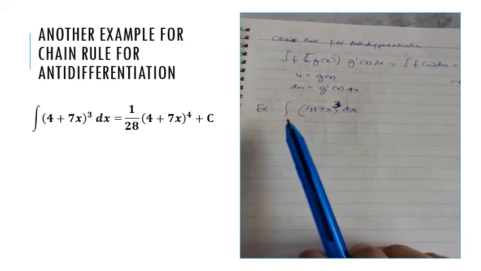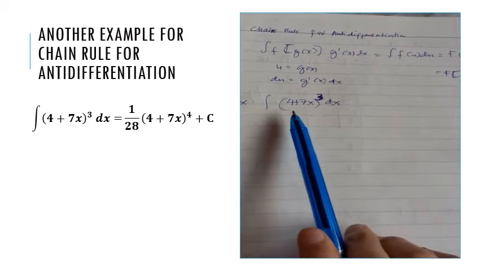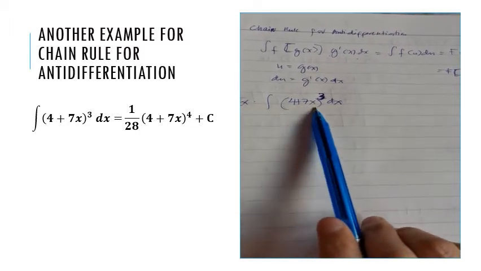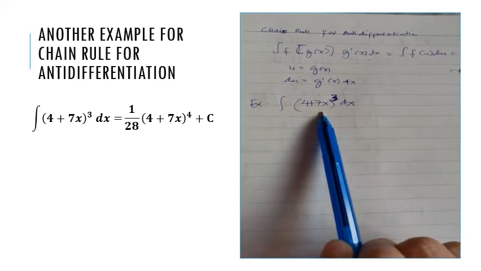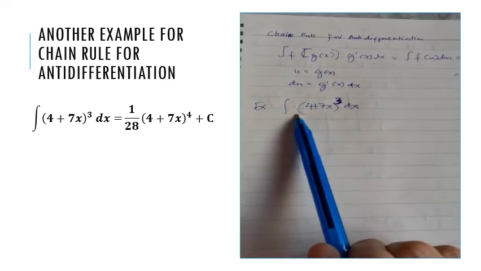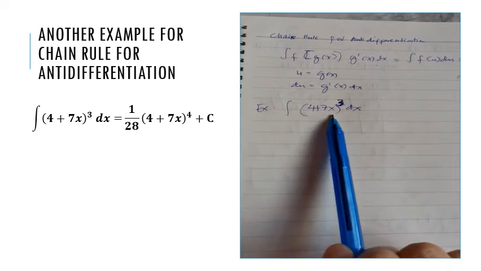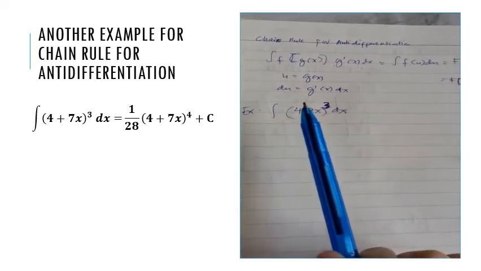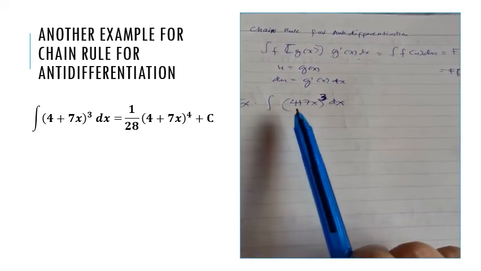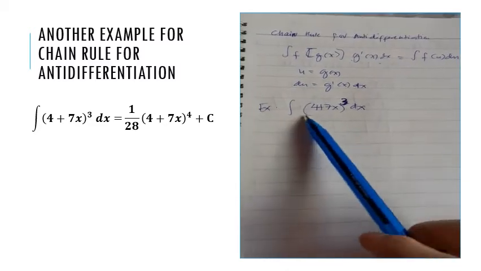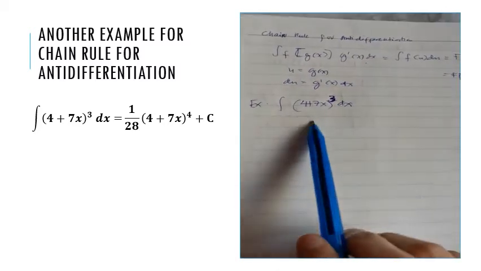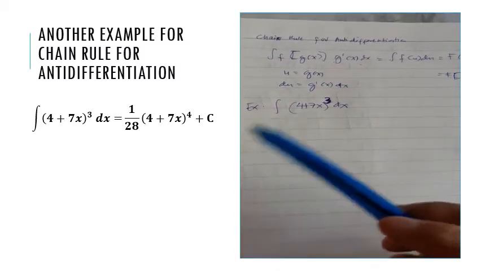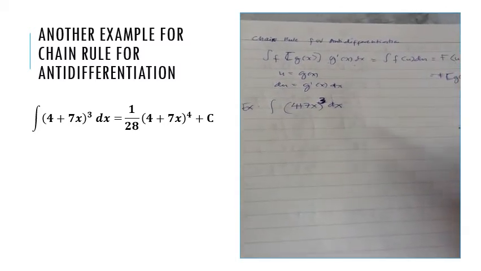For example, the integral of (4 plus 7x) cubed dx. When we see this, the first thing that comes to mind is to expand it, to get the product. But so we don't have to expand, to save time in integrating, we can apply the chain rule for anti-differentiation. In it, we always let a variable u.